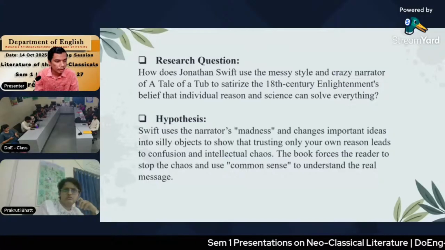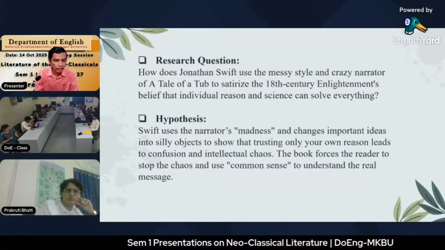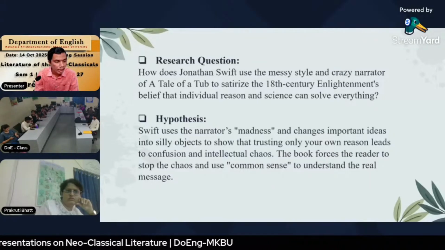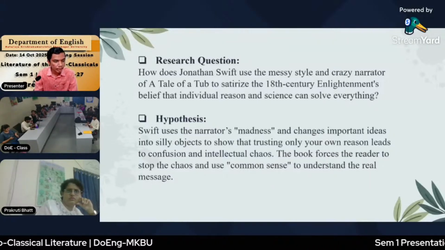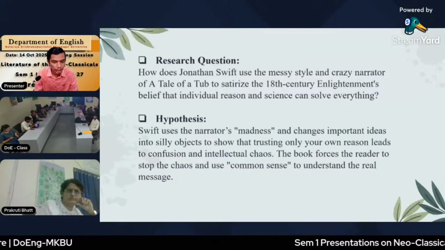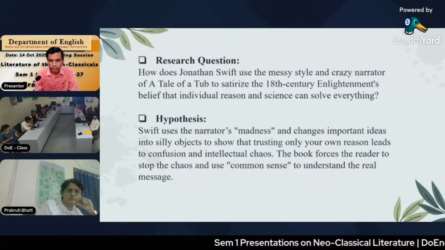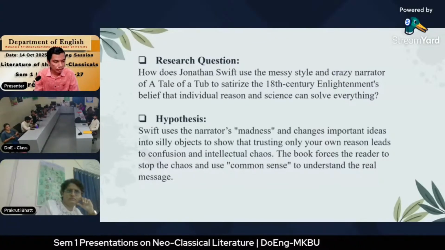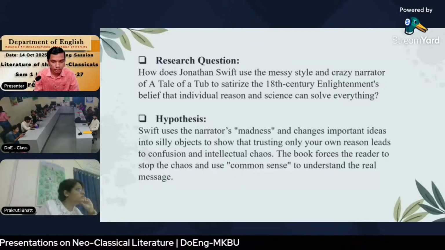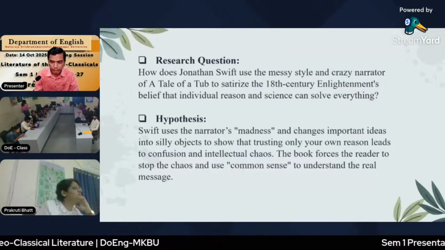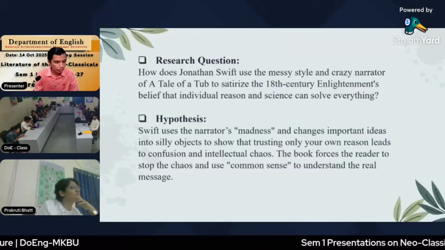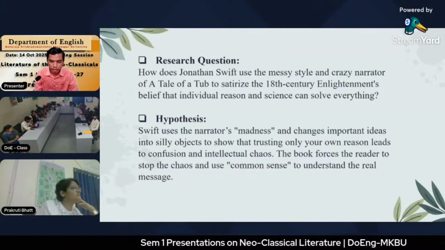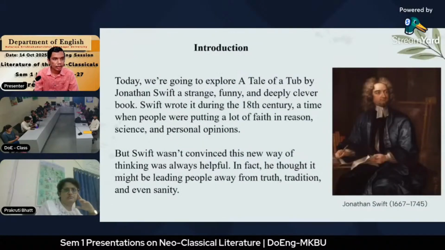Hypothesis: Swift used the narrator's madness and turned important ideas into silly objects to show that trusting only reason leads to confusion and intellectual chaos. The book forces the reader to stop the chaos and use common sense to understand the real message.